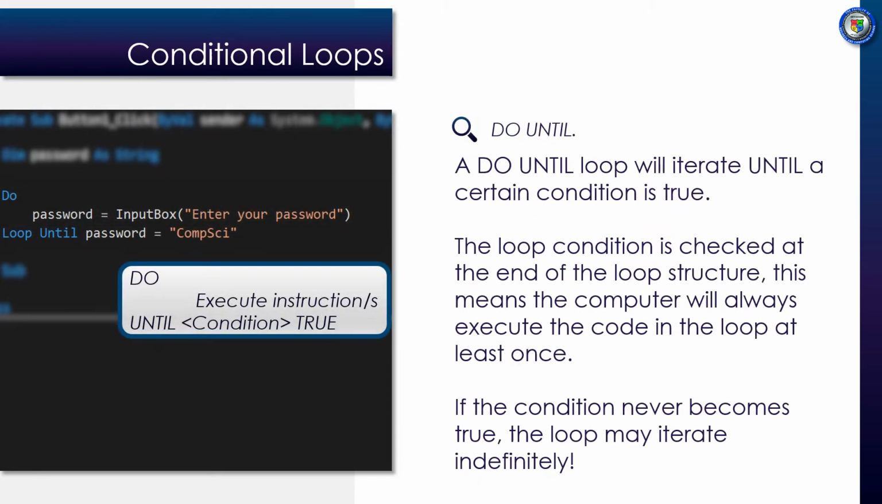A second type of conditional loop is a do loop until. A do loop until will iterate until a certain condition is true. In this example, it will loop until password equals comp sci. The loop condition in this example is checked at the end of the loop structure. Remember, in our while loop, this condition was checked at the start. In this example, this means that the computer will always execute the code in the loop at least once.